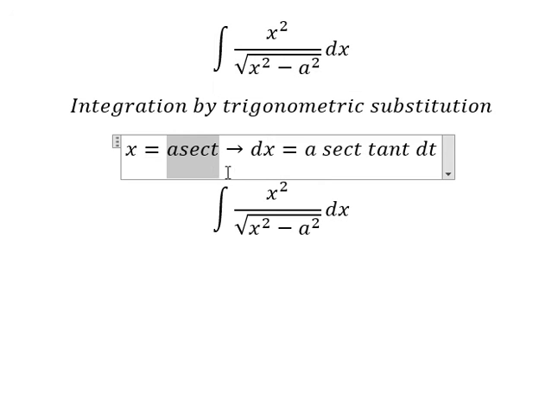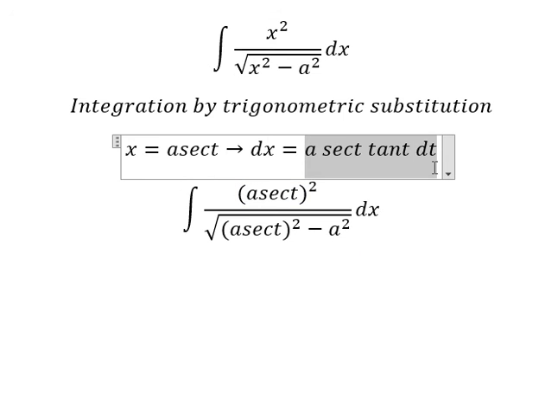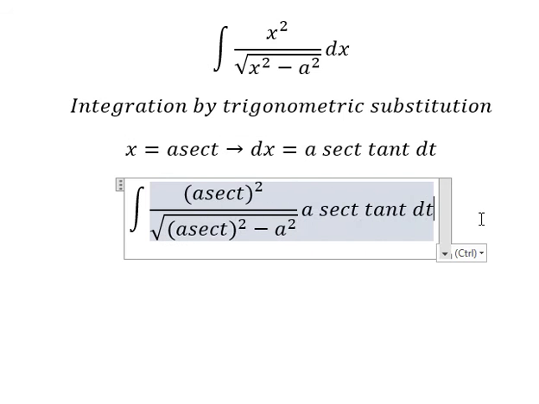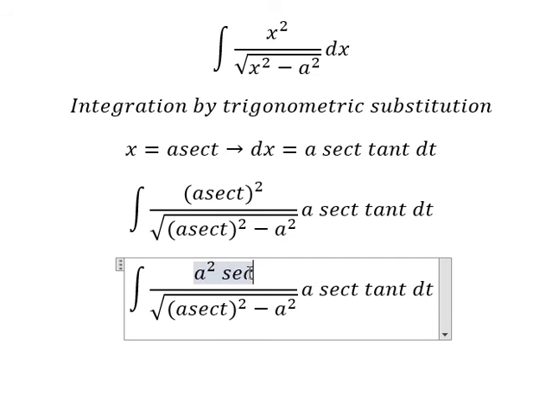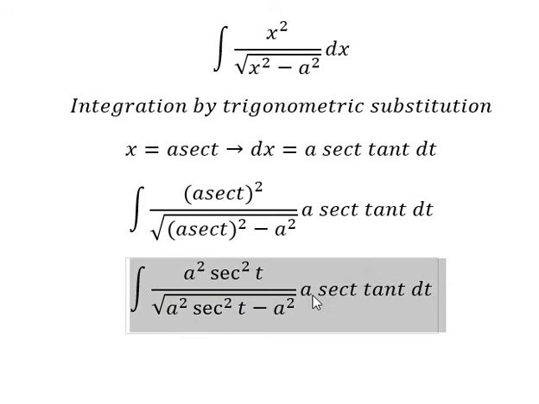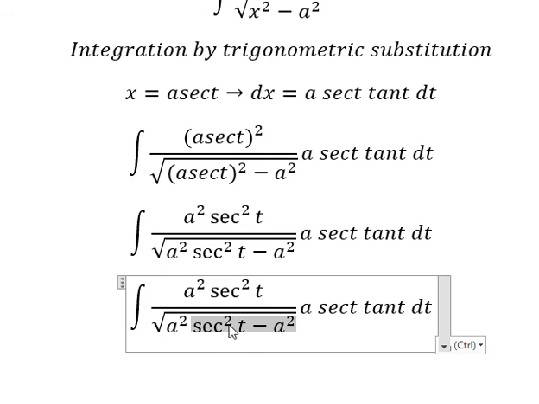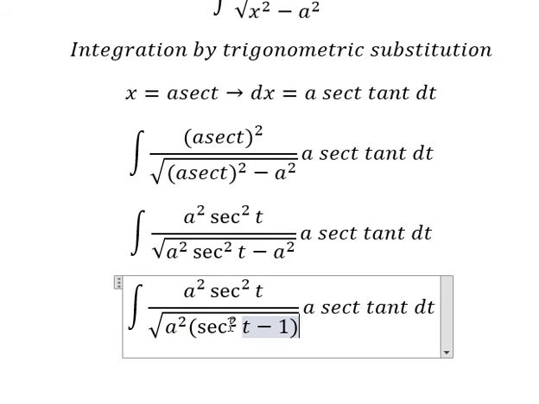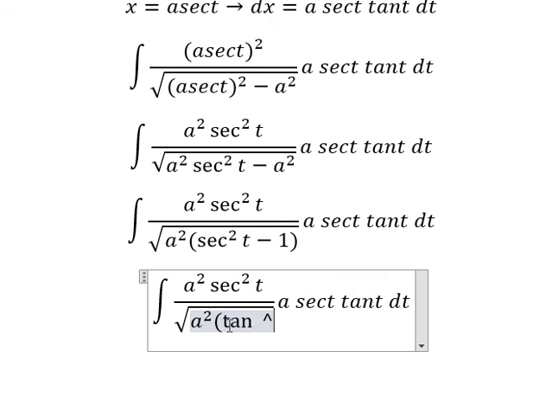So I will put this one in here and here. Dx we change by this one. So this one you got a square secant of t square. This one you got a square secant of t square. A square, we can do factorization. So this one, that's it, tan t square.